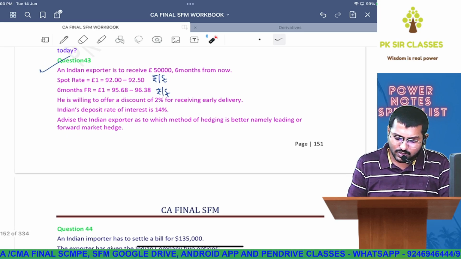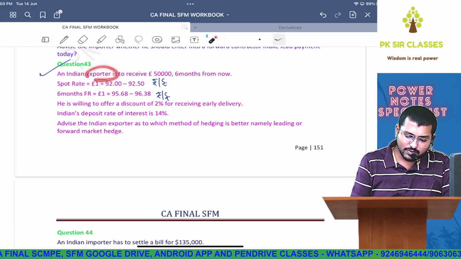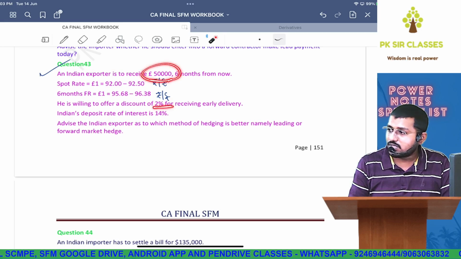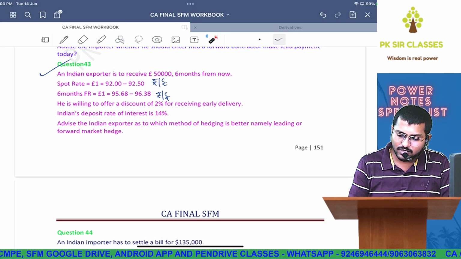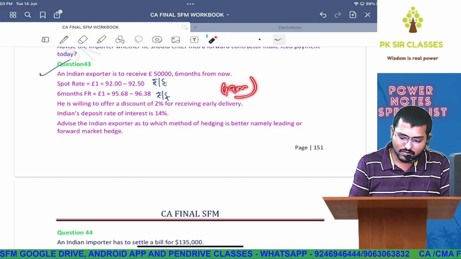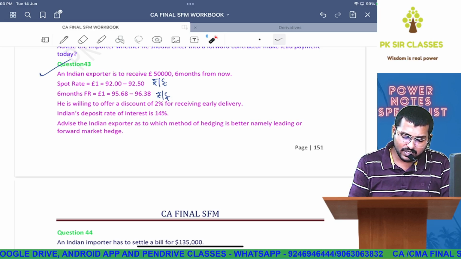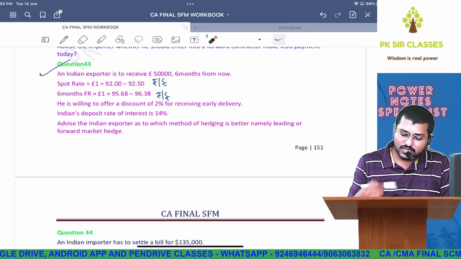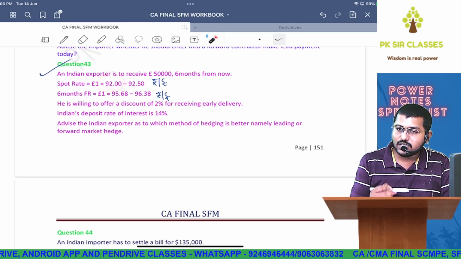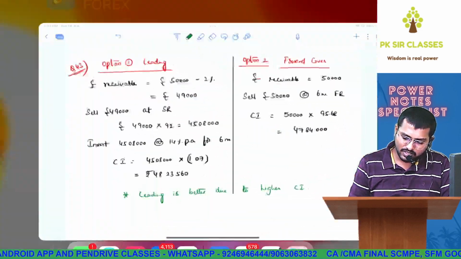Leading means you will allow the payment today itself, correct? You are the exporter because you're going to receive the payment. How much are you going to receive? 50,000. You'll allow a 2% discount if he pays today itself, which means you'll be receiving 49,000 pounds. Today, if you receive, you'll convert the pounds into rupees. At what price will you sell your pounds? The bank will buy the pounds at the spot rate. How much is that? 92. Just multiply with that and you get your answer.